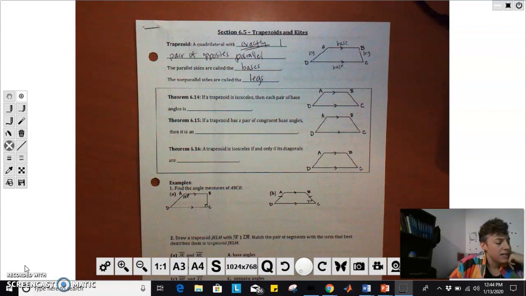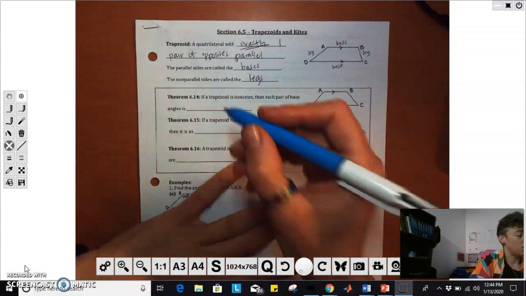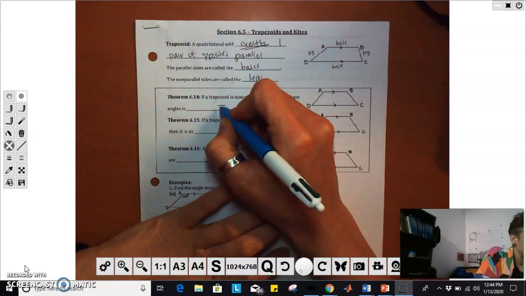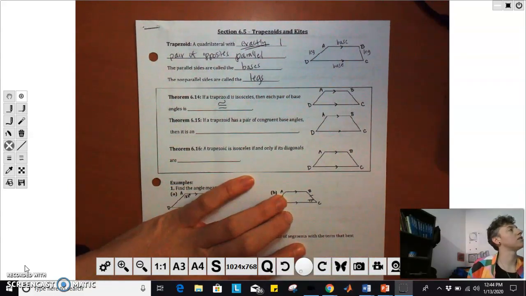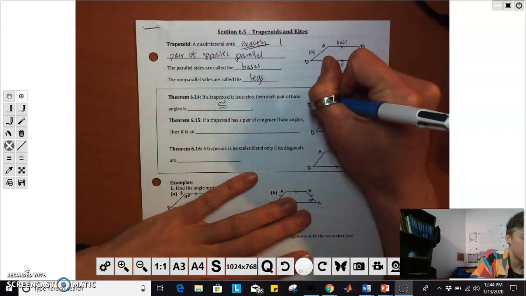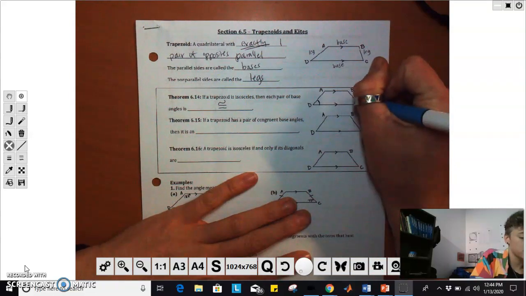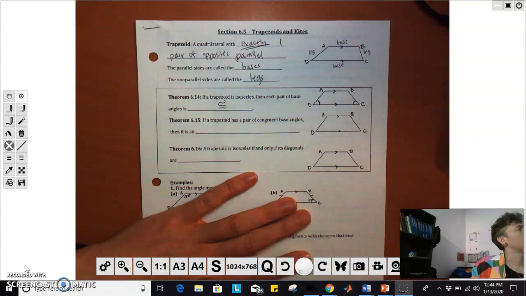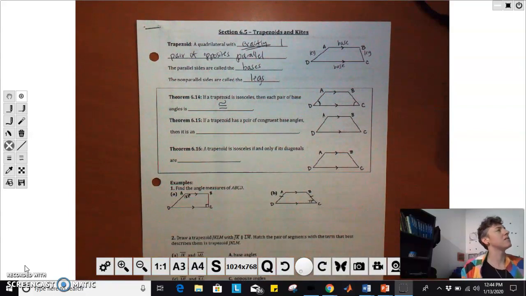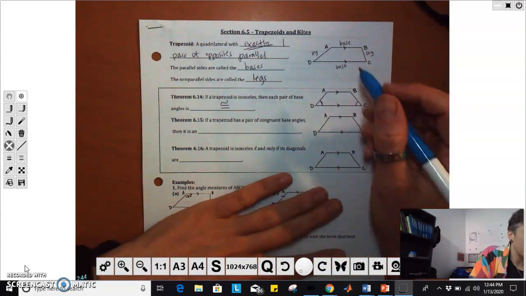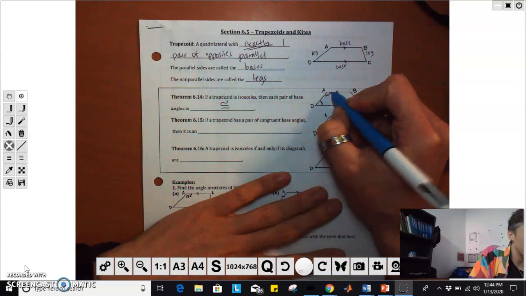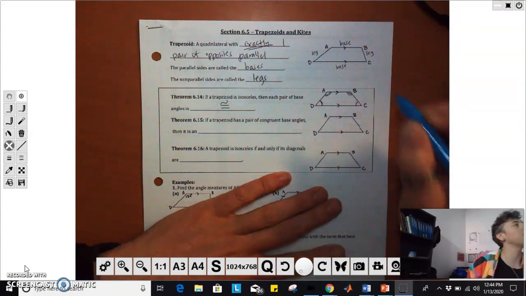If a trapezoid is isosceles, then each pair of the base angles is congruent. So go ahead and mark those base angles in your diagram. But there's 2 bases in a trapezoid, so both of those pairs of base angles are congruent, the top ones and the bottom ones.